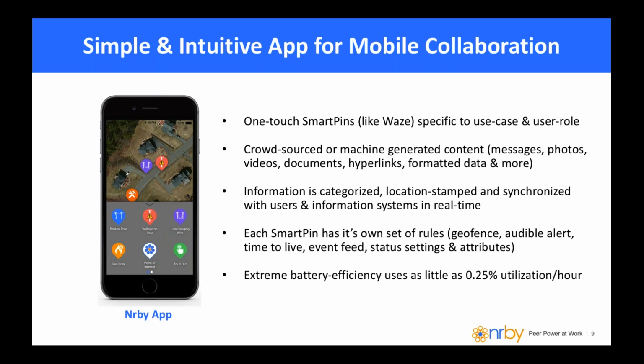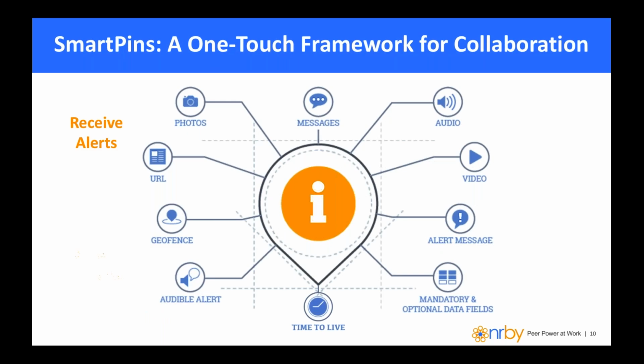And because it uses GPS technology and it's location-based, it's critically important that this app be battery efficient. The NERBI app is extremely battery efficient, using as little as a quarter of a percent of that battery an hour. So inside of that app is this vehicle that is an innovation by NERBI called a Smart Pin.